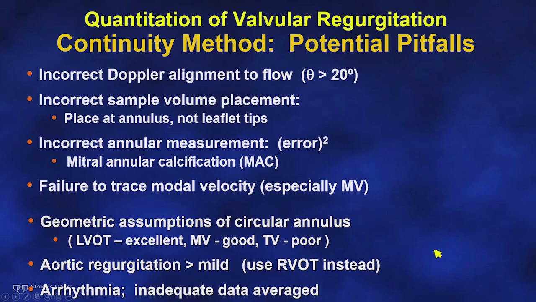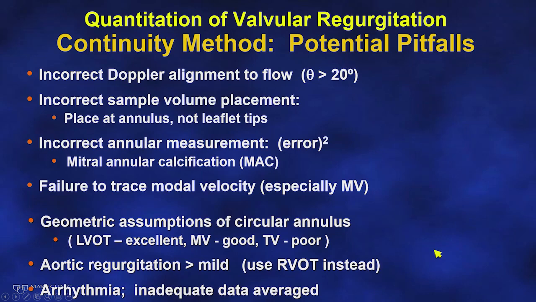You have to have good Doppler alignment. If the theta is greater than 20 degrees, you'll be off. Make sure you place the sample volume in the right place, especially with the mitral annulus. It shouldn't be at the leaflet tips. It must be at the mitral annular level. If you don't measure the mitral annulus correctly, so let's say there's a lot of mitral annular calcification, then you'll square the error that you made in that measurement.